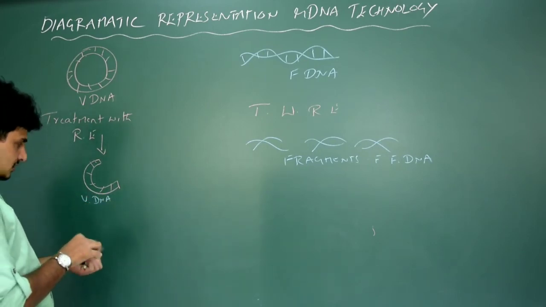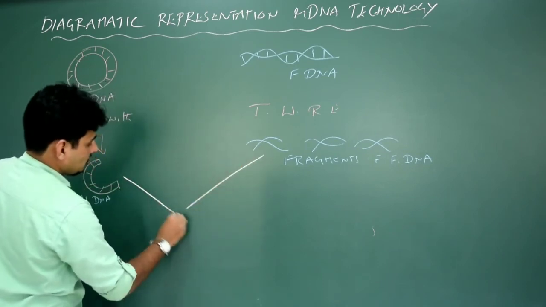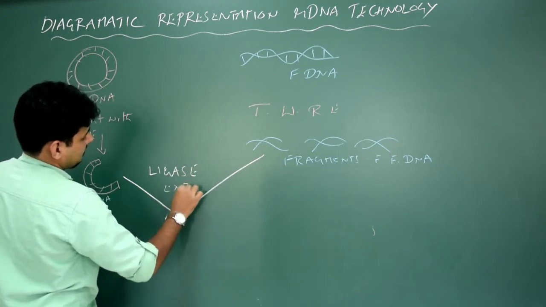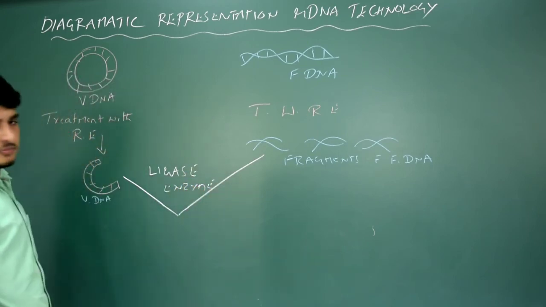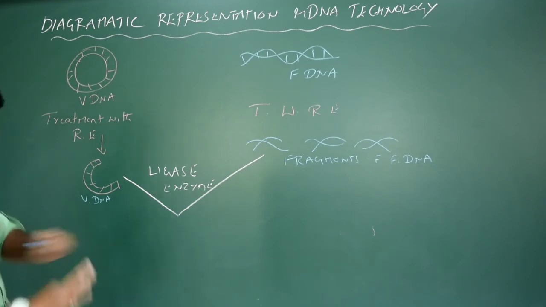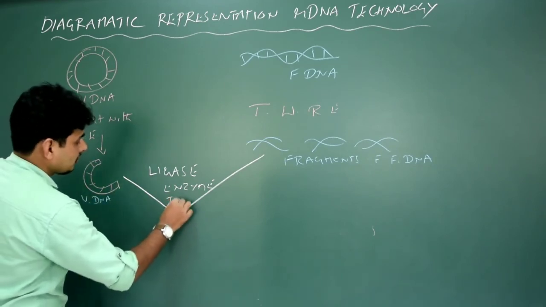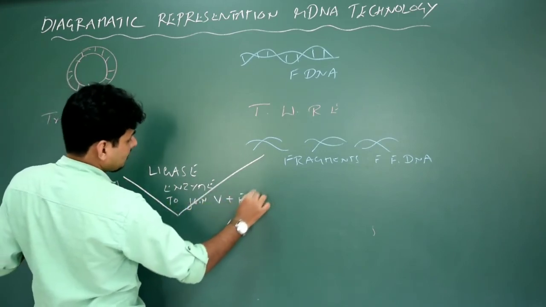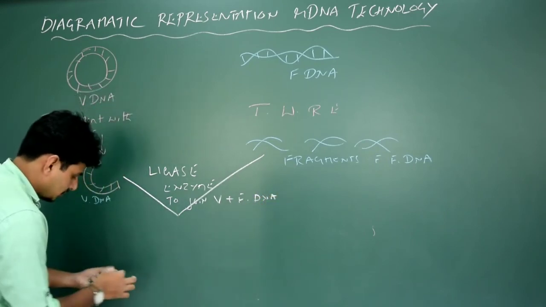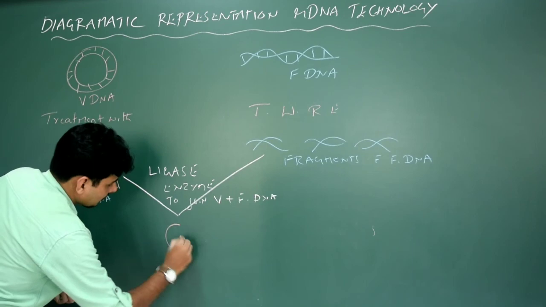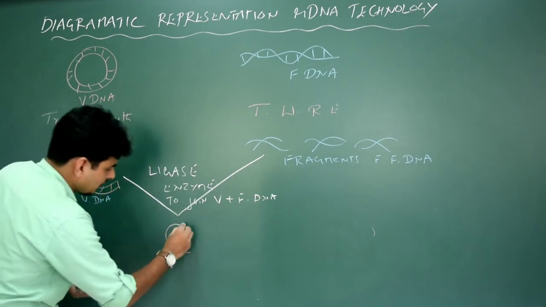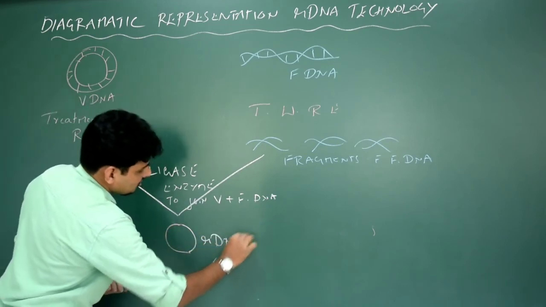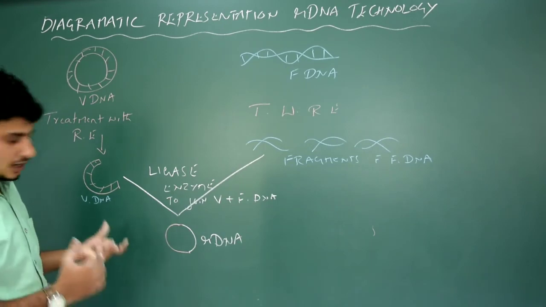Once it is done, the process of ligation takes place, with the help of the ligase enzyme. Don't write sticky ends or blunt ends. Just write ligase enzyme. Treatment with the ligase enzyme to join vector plus foreign DNA. That's it. If you want, you can draw a double-stranded DNA, but in this case, a single strand is enough to understand. Recombinant DNA is done now. We have got the rDNA.